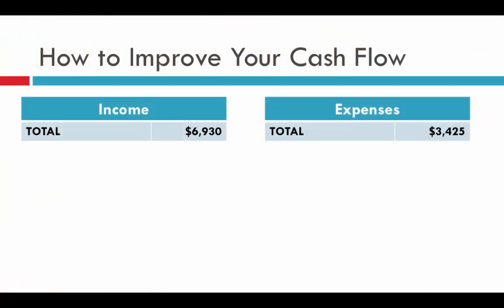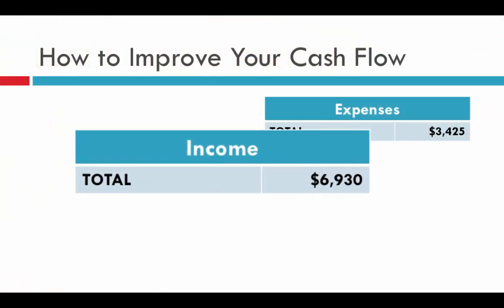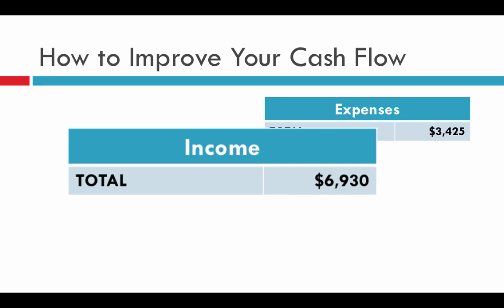Obviously, you want to make this positive cash flow as large as possible. So how do you do that? Well, there are two ways. You can increase the amount of money coming in. You can get a raise or a promotion at work. You can start or expand your freelancing business. You can invest in property or a business that brings in more income.